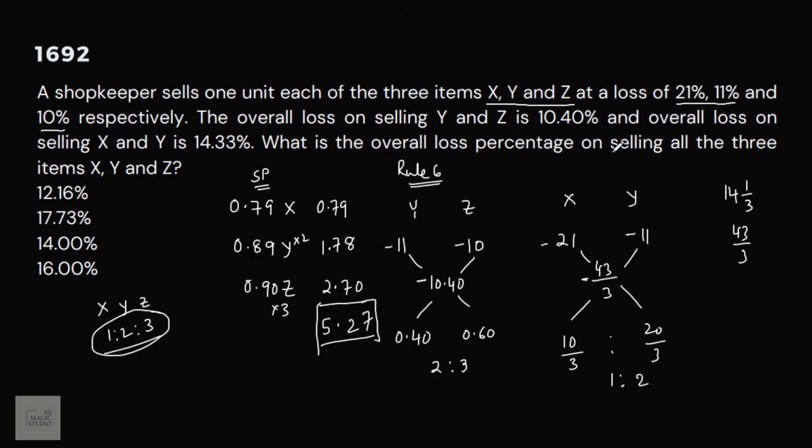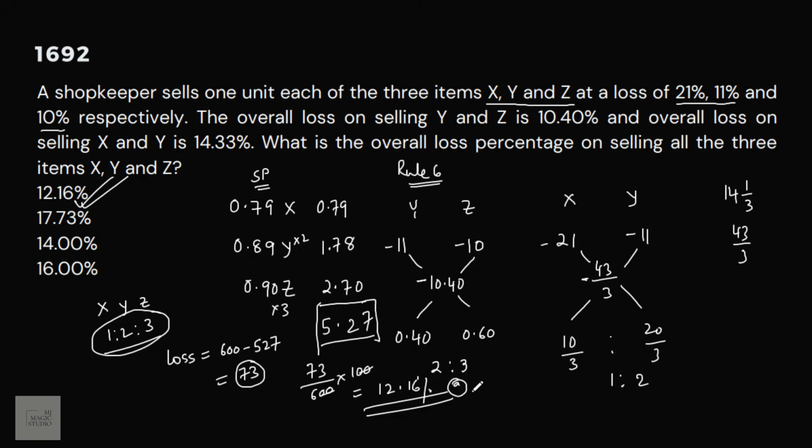Then what is the overall loss percentage on selling all three items? Out of 600, 527 is recovered, so loss is 73 rupees. Percentage loss is 73 by 600 into 100. That comes to 12.16%. That is option A.